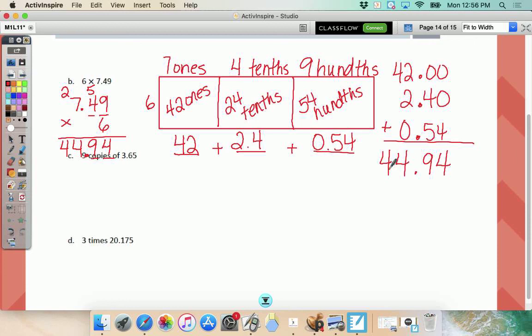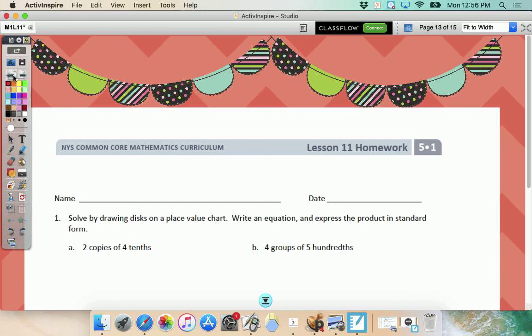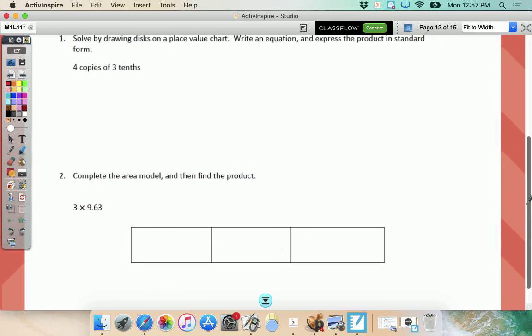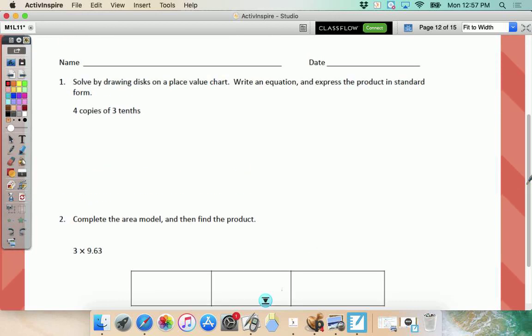Okay, let's look at that exit ticket. It's on the back of the problem set. Lesson 11 exit. Right, make sure it says exit ticket. I'm going to give you some help. Would you like a little help from me? Yes, maybe. Okay, so this first one, you're going to put the discs on. Wait, where's the exit ticket? It's behind the problem set.